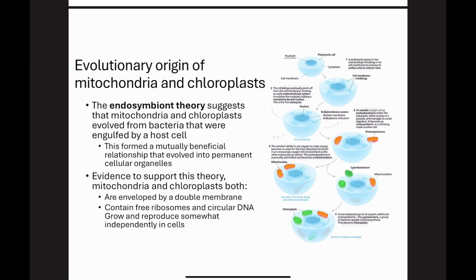And over time, the endosymbiont and the host merged into a single organism, which formed the eukaryotic cells with mitochondria. And later, one of those eukaryotic cells engulfed a photosynthetic prokaryote, which led to the evolution of chloroplast-containing eukaryotic cells. And there is evidence to support this theory, such as the mitochondria and chloroplasts having two membranes, unlike organelles from the endomembrane system.